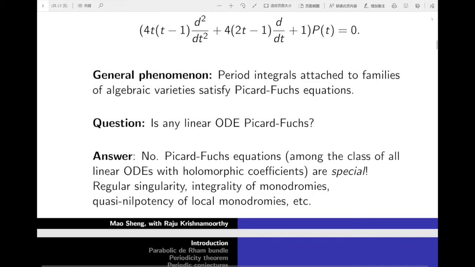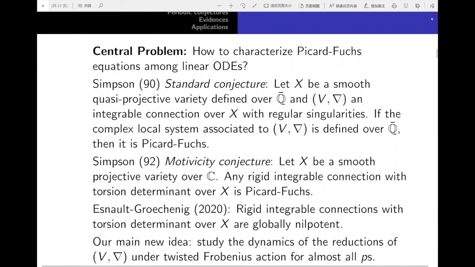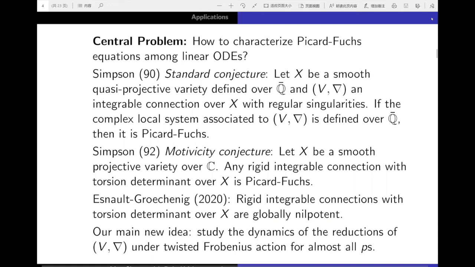So now the question becomes the central problem of my talk: is it possible to characterize Picard-Fuchs among all linear ODEs? Okay, so there are two well-known conjectures, at least in my field. This is a conjecture by Carlos Simpson. He called this a standard conjecture. He considered a smooth quasi-projective variety X defined over Q bar and a flat connection over X with regular singularities. If the attached local system is defined over Q bar, then the conjecture is that the connection must be Picard-Fuchs.